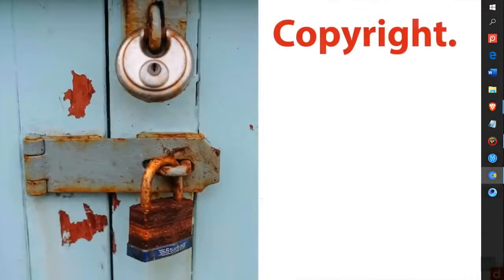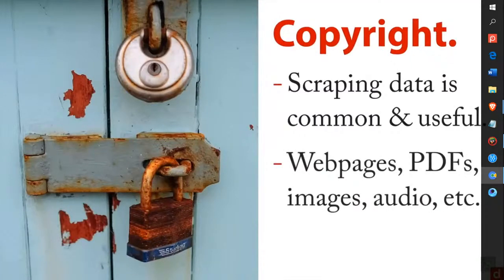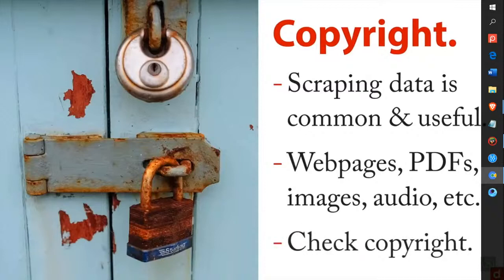Next, there's the issue of copyright, where people try to lock down information. Now, just because something is on the web doesn't mean that you're allowed to use it. Scraping data from websites is a very common and useful way of getting data for projects. You can get data from web pages, from PDFs, from images, from audio, from a huge number of things. But again, the assumption that because it's on the web, it's okay to use it is not true. You always need to check copyright and make sure that it's acceptable for you to access that particular data.